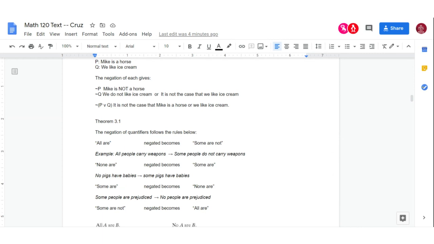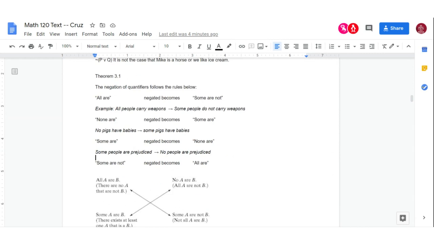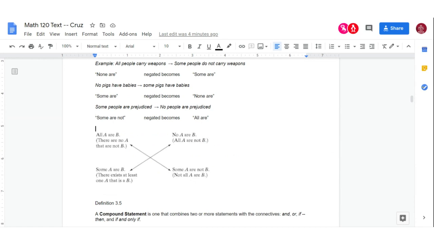Now, the good thing about this is it's hard to remember. This is a neat little thing. This is something I've carried along for a long time, because I think it helps it be easy to remember. These lines here represent the arrows. These represent the negations of one another. So all has some are not as its negation, and some are not is negated by all are. And then along this line, they negate one another. Some is negated by no or none, and none is negated by some.